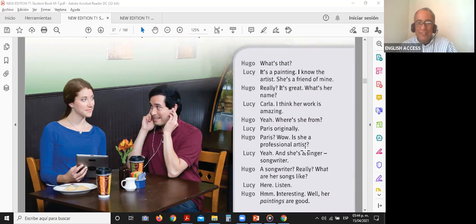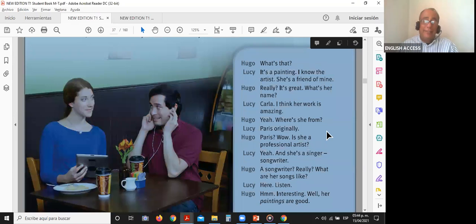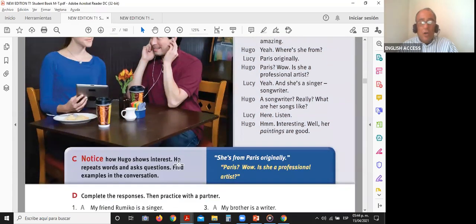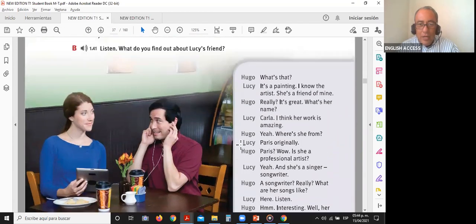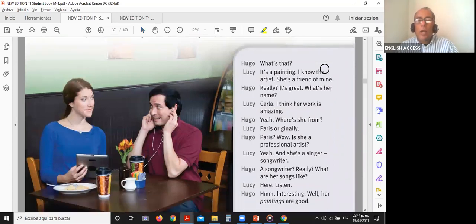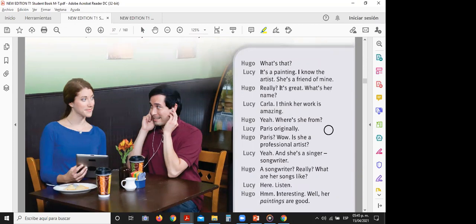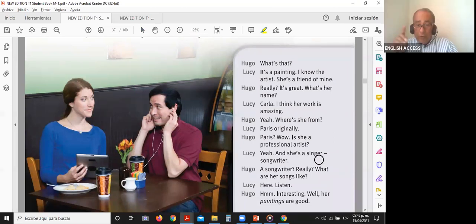She's a singer-songwriter, meaning that she sings and writes her own songs. The activity is to find examples of repeating words and asking questions in the conversation. Can you tell me where Hugo repeats the words? What's his name? Okay, that's a question. First, where does Hugo repeat words from the conversation? He listens to one word and then he repeats the word.